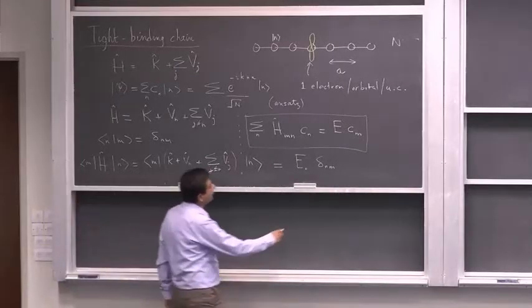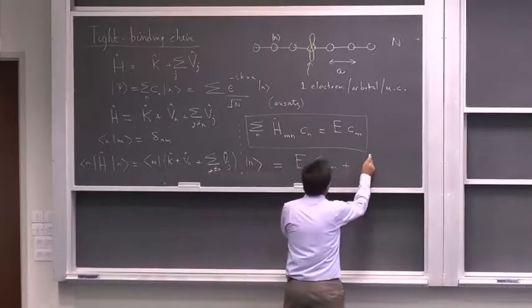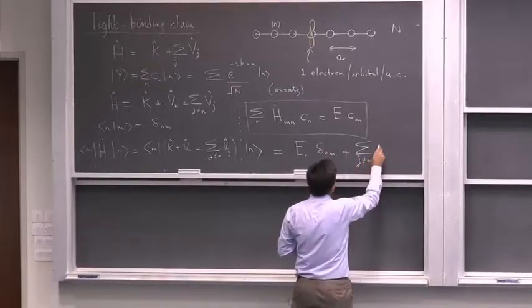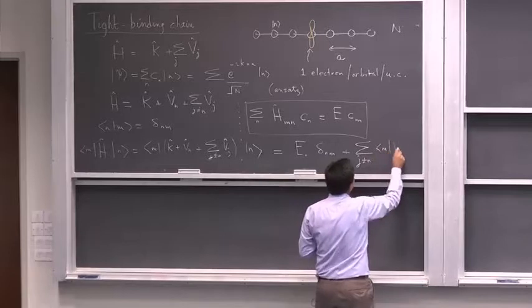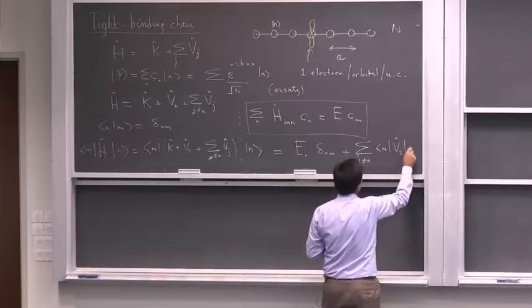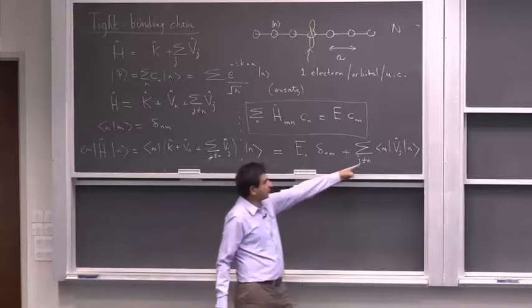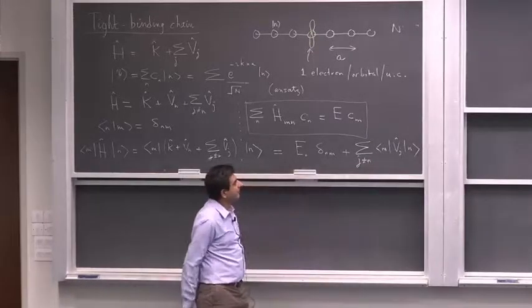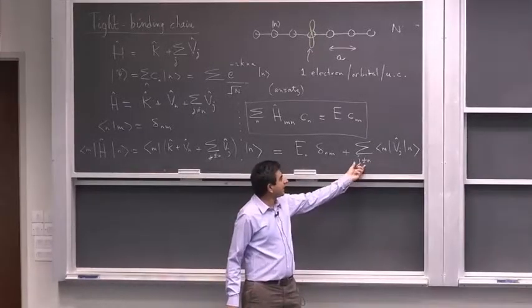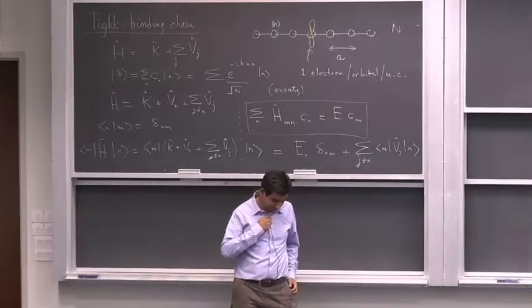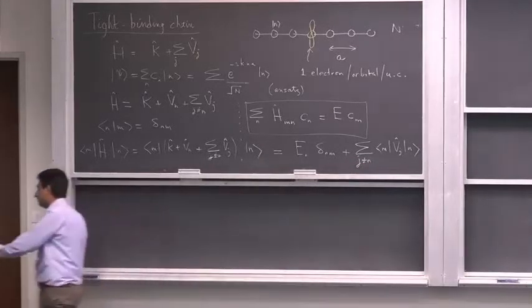And then I have to include other terms: j is not equal to n, and I have <m| V_j |n>. So now I have to see what this term is going to be. The only constraint is that I'm adding up all the terms for which j is not equal to n. Let me raise the voice for this little bit.